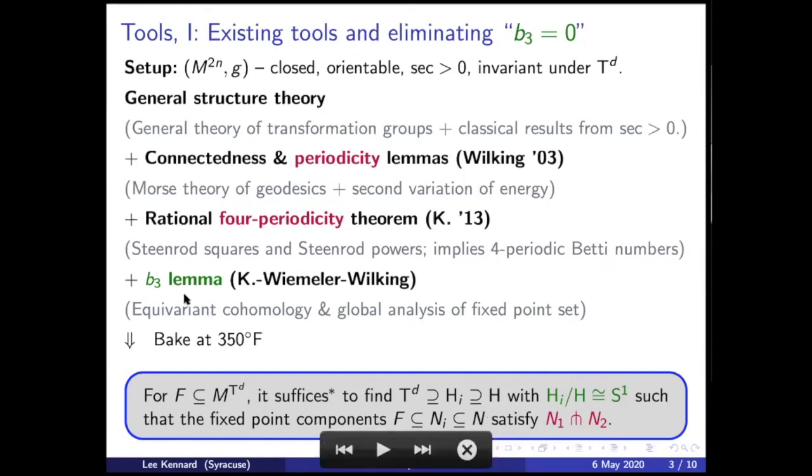Given that, with the B3 lemma, you know that the first and the third Betti numbers of N are 0. The B3 lemma applies to N, not to the whole manifold. But N has B1 and B3 equal to 0. So with four periodic Betti numbers, all of the odd Betti numbers are 0. At this point, the quickest way to positive Euler characteristic is to apply a result from equivariant cohomology that says the odd Betti numbers of F are smaller than or equal to the odd Betti numbers of N. So if the odd Betti numbers of N are 0, then that's true for F as well. So F has vanishing odd Betti numbers.